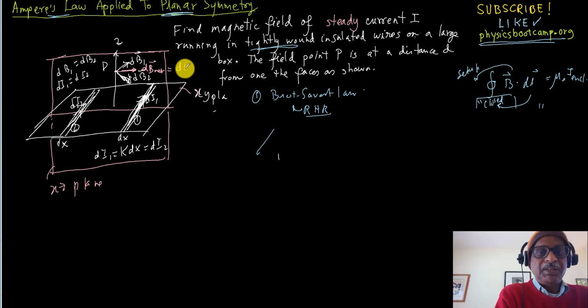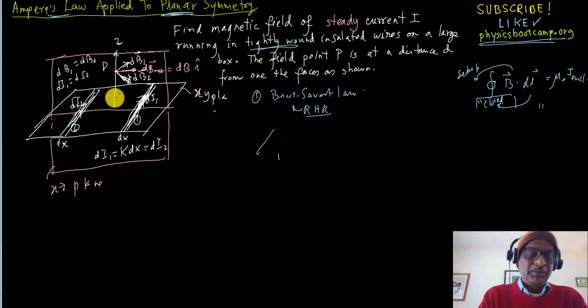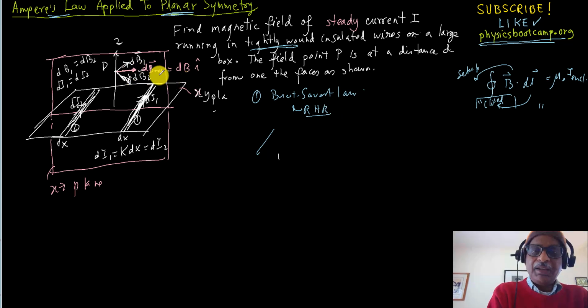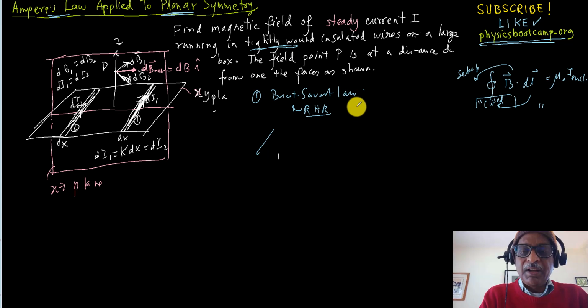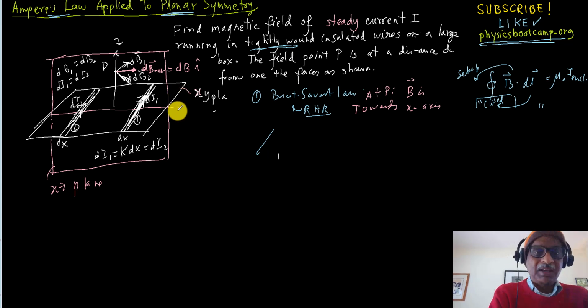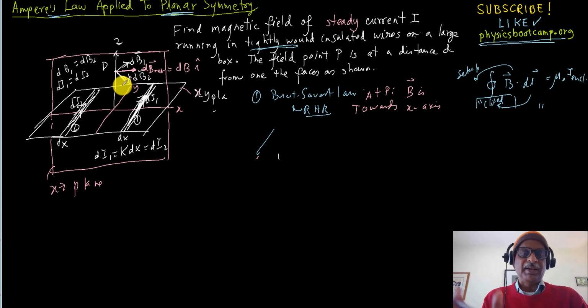It equals some dB I hat. So you can write the Biot-Savart law and integrate and everything, but we're not going to do it. But this tells me at P, B is towards the x-axis. It has a positive x direction for us. This is the x-axis, and this was the y-axis for us, a right-hand coordinate system.